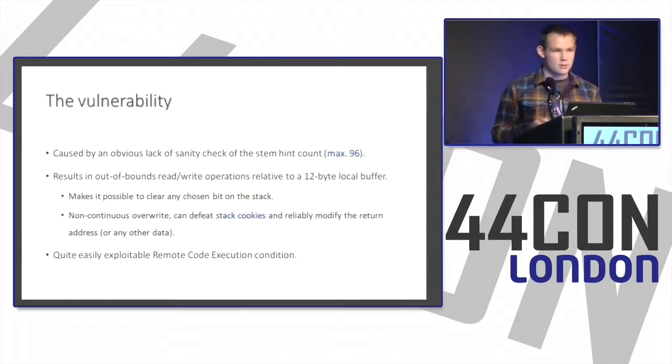So the vulnerability was basically caused by an obvious lack of sanity check for the stem hint count, which should have been limited at 96. It resulted in out-of-bound read and write operations outside of the local buffer that was 12 bytes long. So it made it possible not to control any byte specifically, but to clear any chosen bit on the stack. So it's kind of difficult to exploit. It's more difficult than just writing anywhere, but it's still possible.